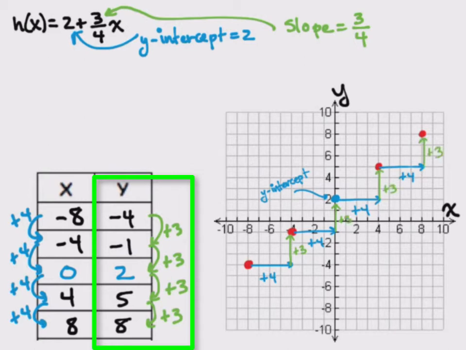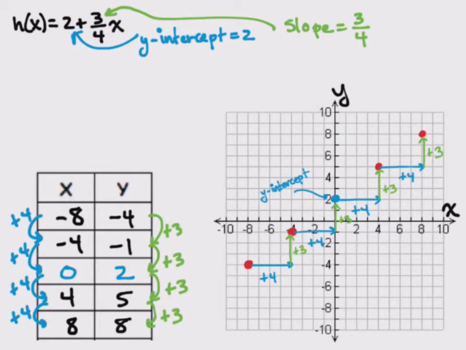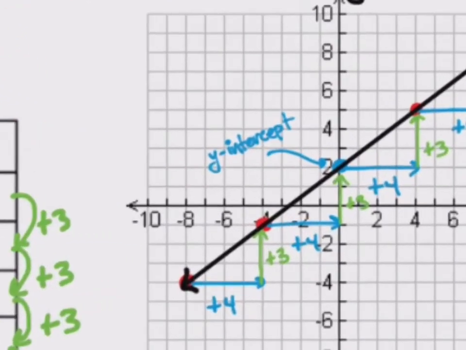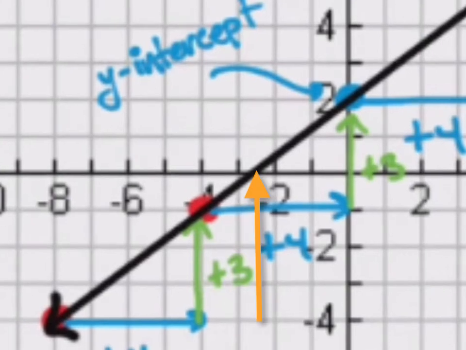Alright, now we're ready to draw our line, and once again, let's find our x-intercept, and we might have to use the equation again to find it. So we find our x-intercept to be negative 2 2/3, which, when we zoom in on our graph, is absolutely confirmed.